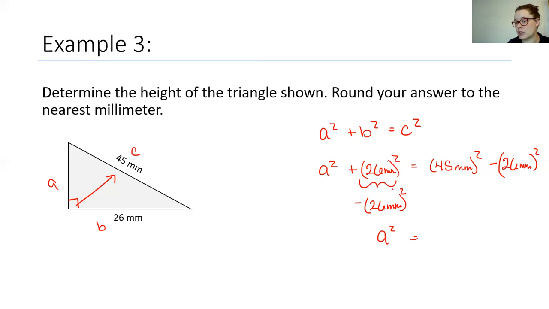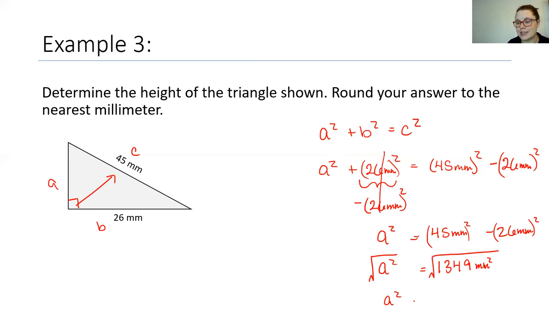So now we're left with A squared on this side, because this has gone to 0, equals 45 millimeters squared minus 26 millimeters squared. Throw those brackets on there just to remind us that we have to square the 45. So A squared is equal to, in the calculator, 45 squared minus 26 squared. You'll notice we're subtracting in this case because we're looking for one of the legs. So A squared is going to leave us with 1,349. And that gives us square millimeters. And then we take our square root, which undoes the square anyway. Taking the square root of that leaves me with 36.7 millimeters for length.